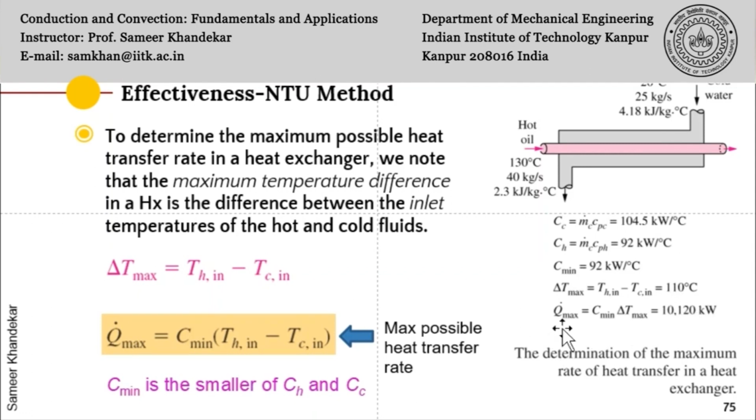So therefore the maximum heat transfer rate, Q dot max, of such a heat exchanger will be 10,120 kilowatt. You cannot under any circumstance, irrespective of how large the heat transfer area you choose, even if you choose an infinitely long, bigger heat exchanger, you will not be able to transfer more heat than 10,120 kilowatt. And therefore now for the effectiveness definition, we move on to slide 76.